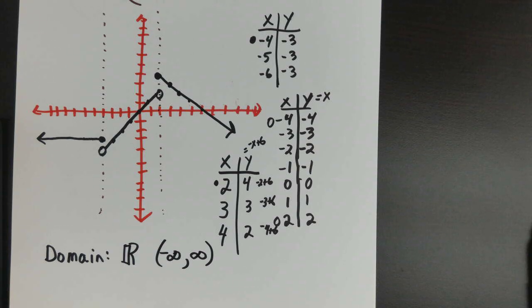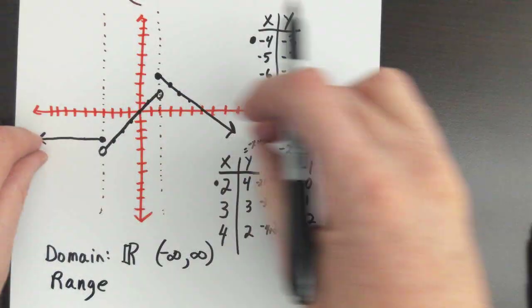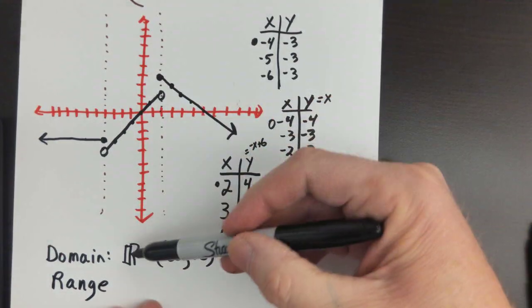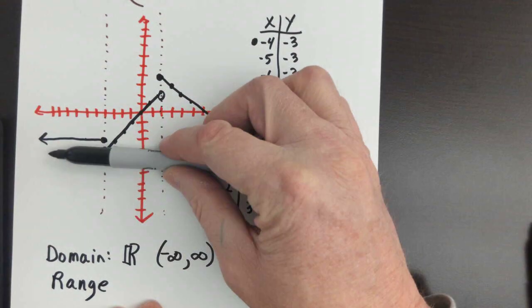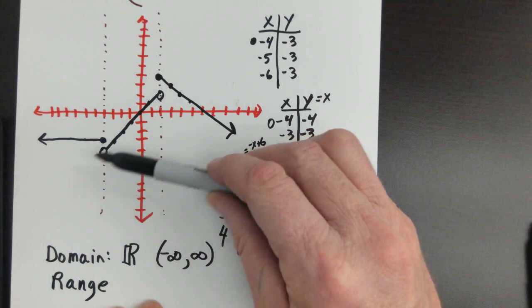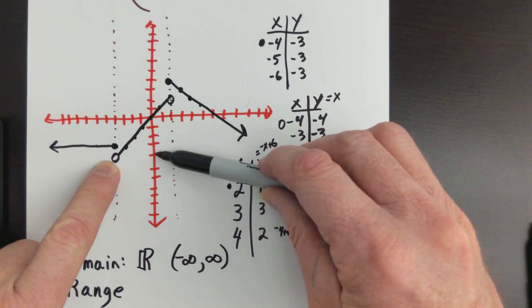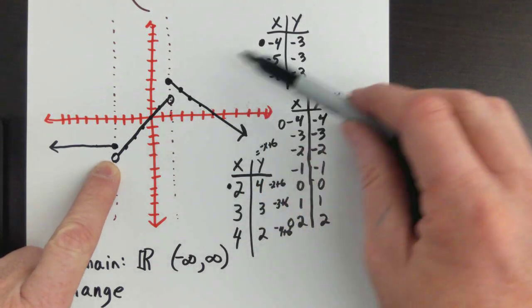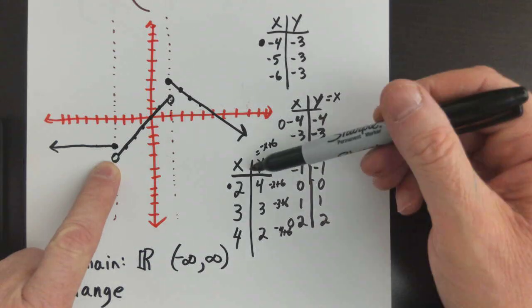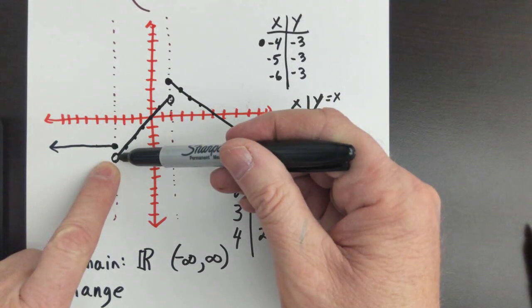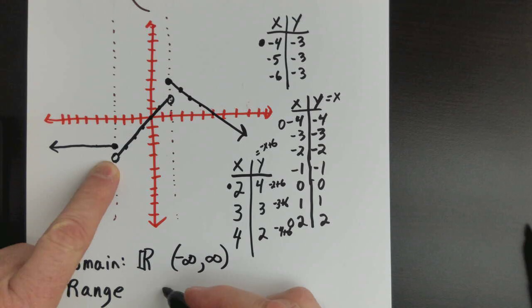Okay. The range is going to be different, though. That's up and down. Domain is left and right. That's what I was looking at. Now up and down, there's nothing down here. There's nothing below this. What value is that? That is that one right there, negative 4. There is nothing below negative 4.